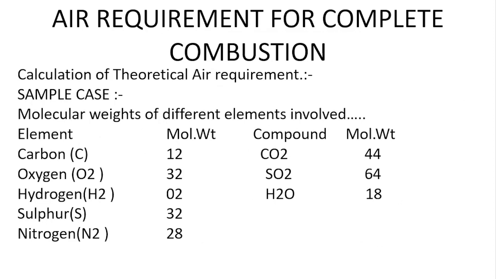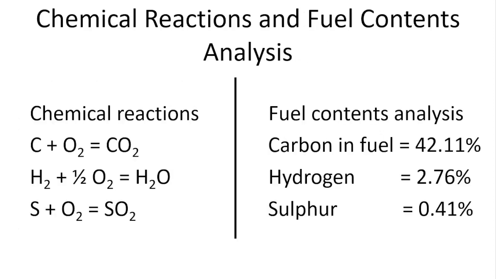Now we can calculate the air required for complete combustion. So, the calculation of theoretical air requirement. We take a sample case wherein the molecular weights of the different elements involved are given, and the elements are carbon, oxygen, hydrogen, sulfur and nitrogen. Then the compounds are CO2 and SO2, and H2O is water.